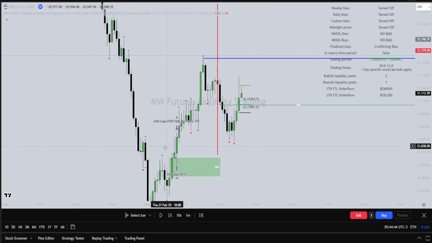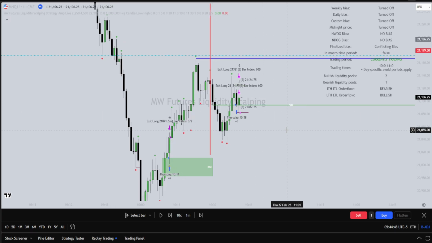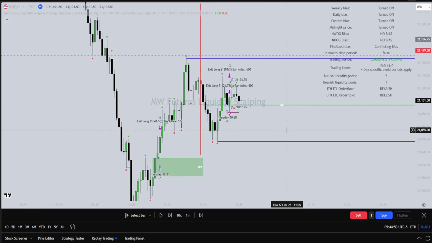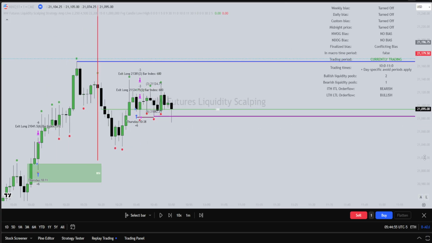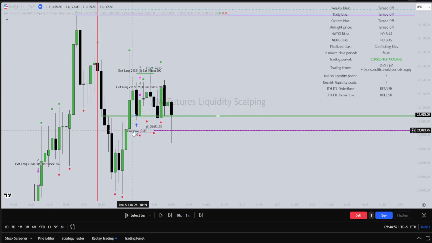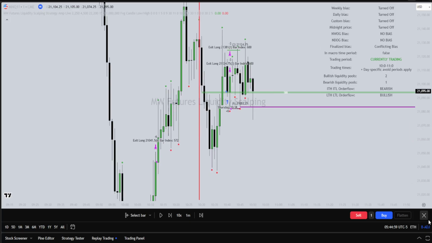Actually, not our first TP. We actually would have had our profit. And we see that we had another entry over there where we actually got stopped out. I see. We actually got stopped out over here, which is not that great, but it's fine.